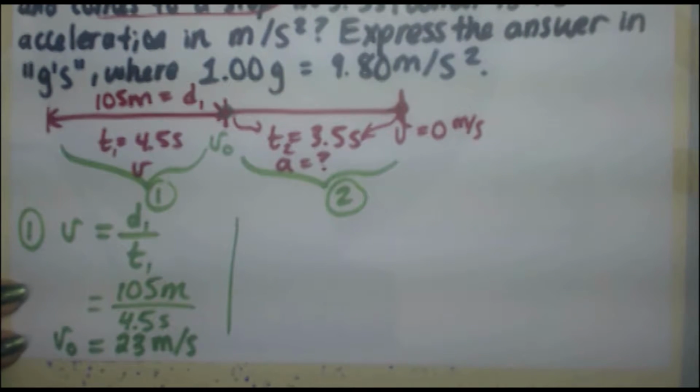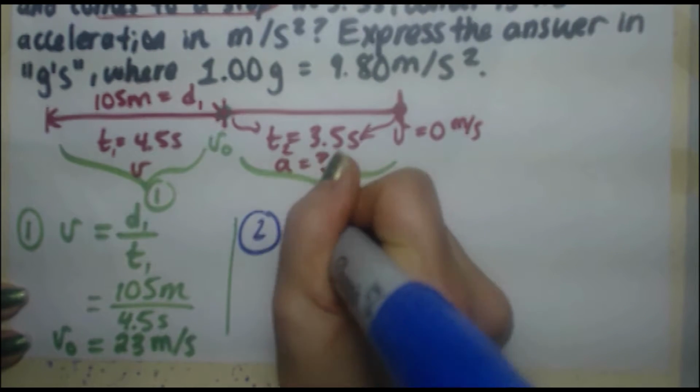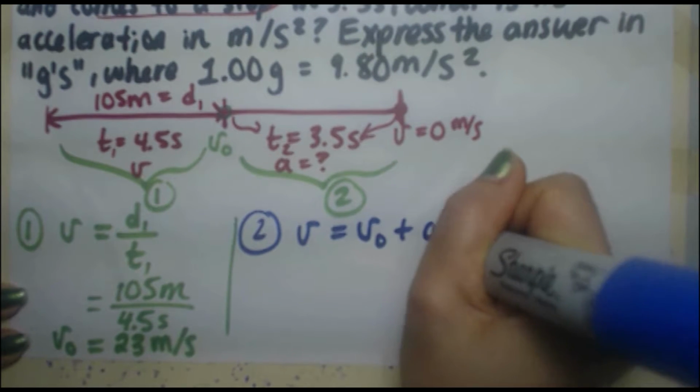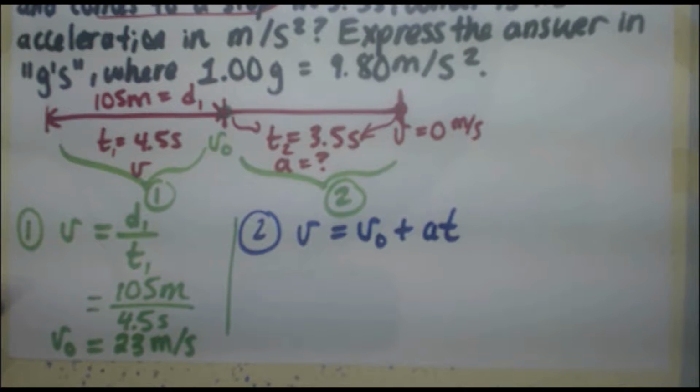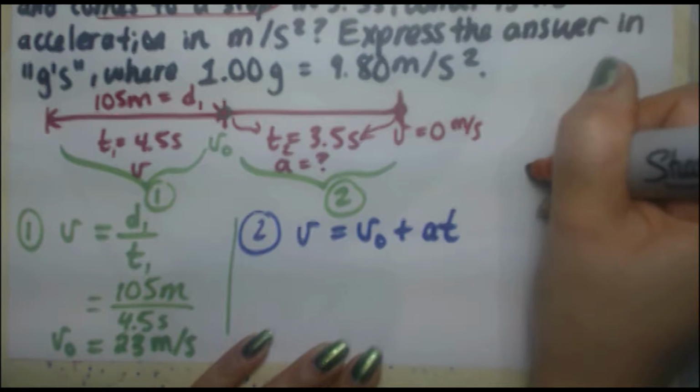Moving on to part 2, we're looking for the acceleration. A kinematics equation you can use is the following: your final speed v is equal to the initial speed v naught plus a t. If you're not sure where that comes from, or if you have trouble remembering that, it's a simple derivation. If you remember in the previous video, I said if you remember the definition of one of these kinematics constants, you can figure out what the equation is. Remember, acceleration is the change in velocity over change in time.